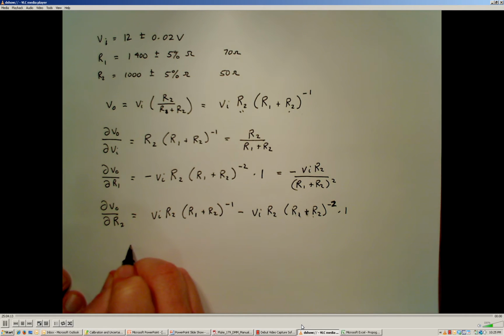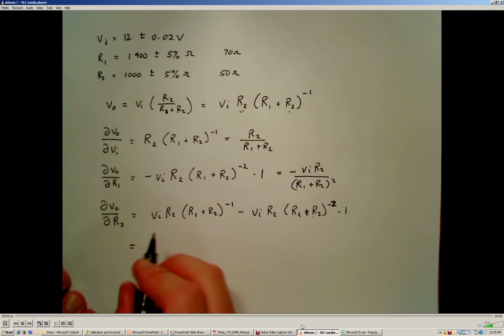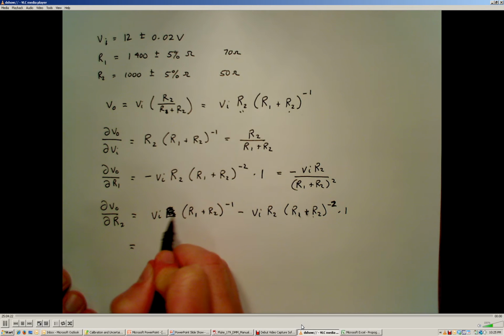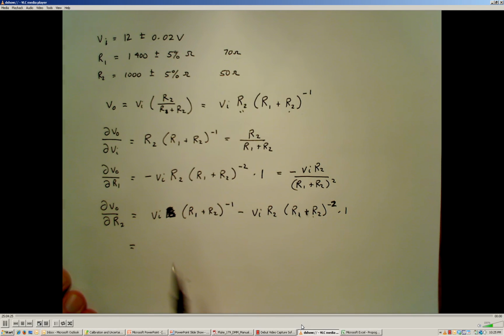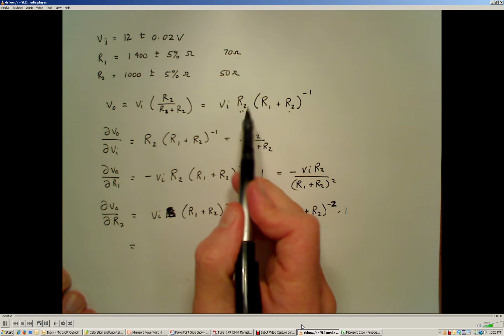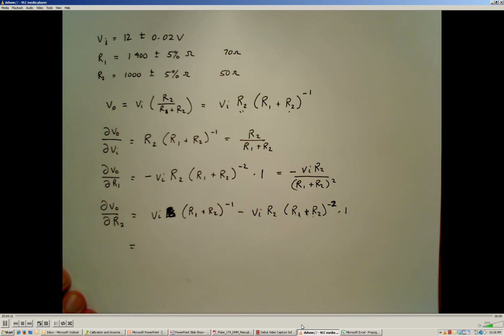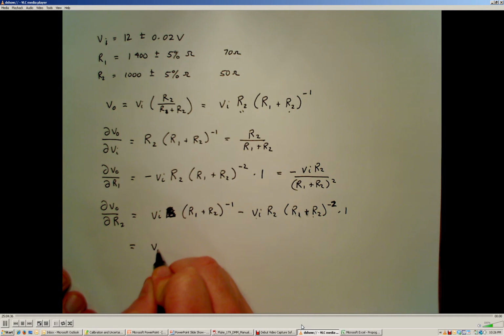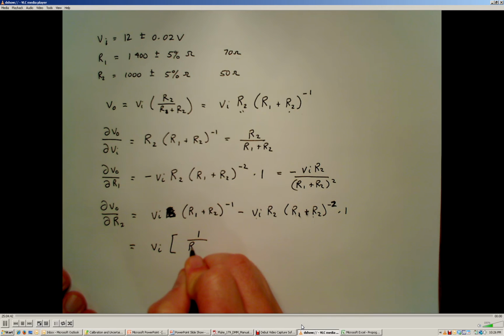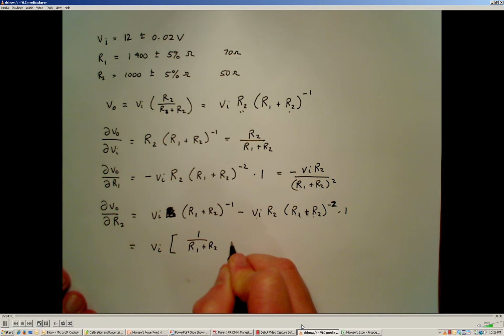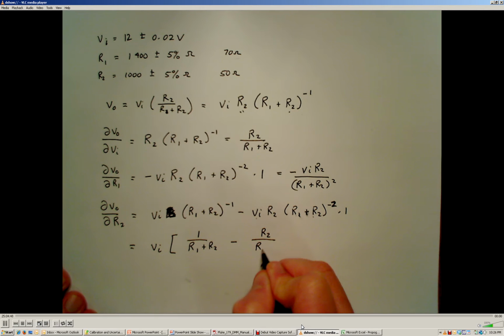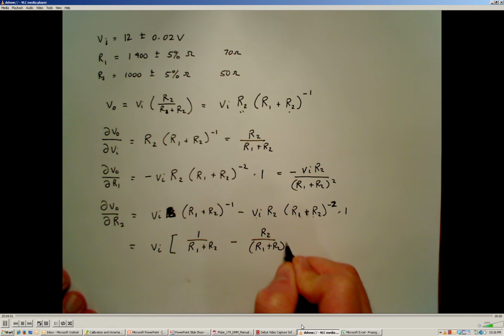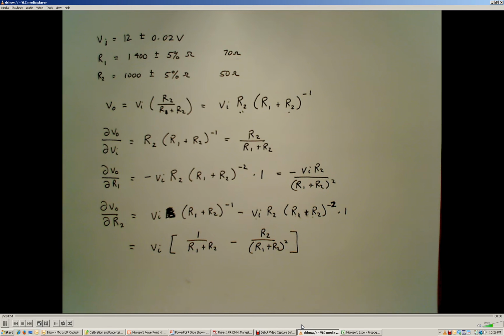So this partial derivative winds up being, this term should not be here because when I took that derivative, that term goes away. Vn times R2 raised to the 0th power, so that term goes away. I apologize for that. So now what I'm going to do is pull out my input voltage terms, and I will be left with 1 over R1 plus R2 minus R2 over R1 plus R2 quantity squared as being the partial derivative of the output voltage with respect to resistance R2.